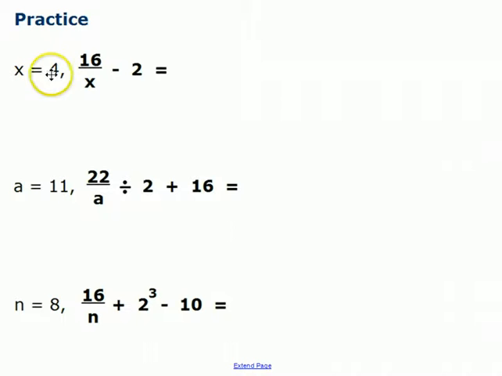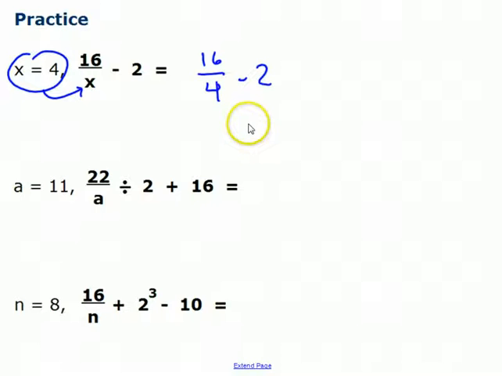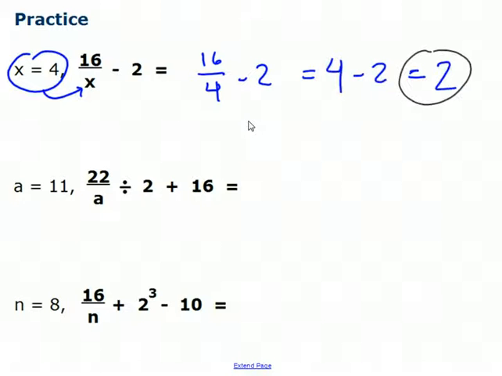In this case, I'm going to substitute 4 in for x. So I've got 16 divided by 4 minus 2. According to PEMDAS, I do the division before I do the subtraction. 16 divided by 4 is 4. So now I've got 4 minus 2 is equal to 2. Now you go ahead and do the one in red and the one in green, substituting in as I've indicated here. Hit the pause button, and when you come back, I'll show you the right answers.